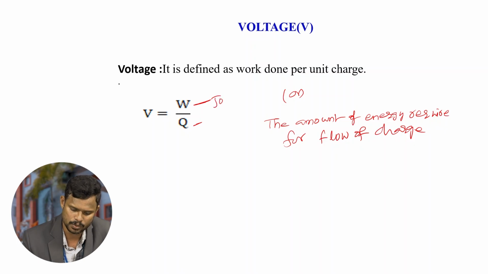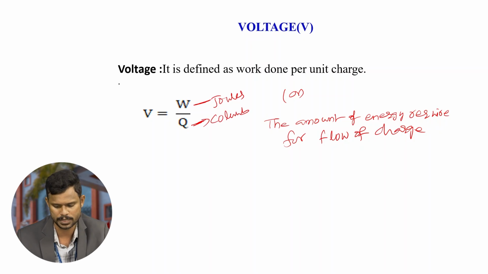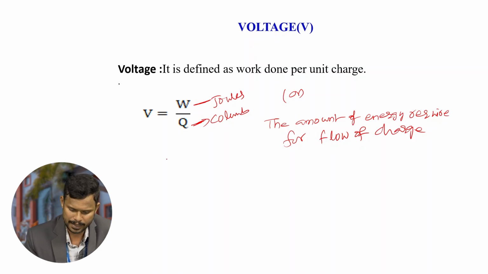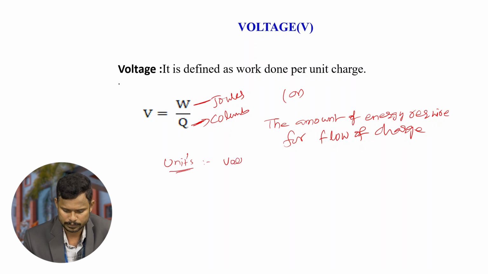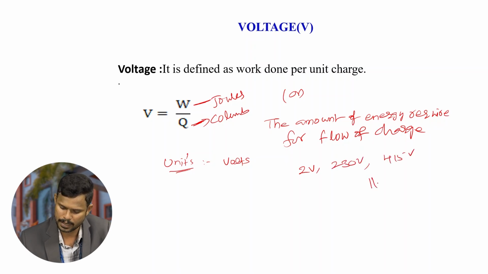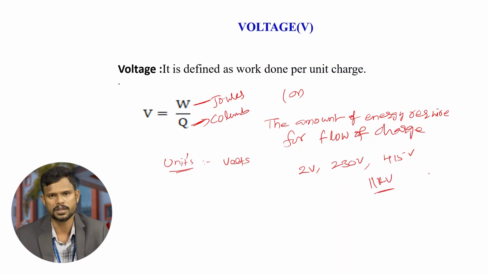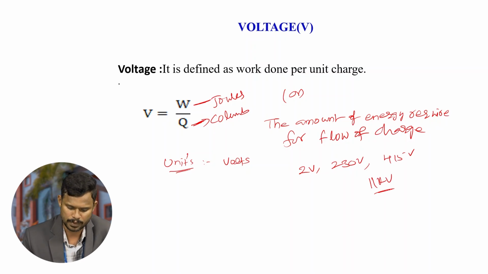Energy units are joules. Charge units are coulombs. Joules per coulomb equal to volts. So the amount of energy required for flow of charge is called a voltage, and units of voltage is volts. We can write 2 volts, 230 volts, 415 volts or 11 kilovolts. Like that we can write the voltage. The voltage formula is V equal to W by Q.